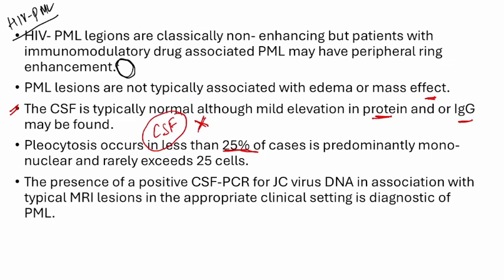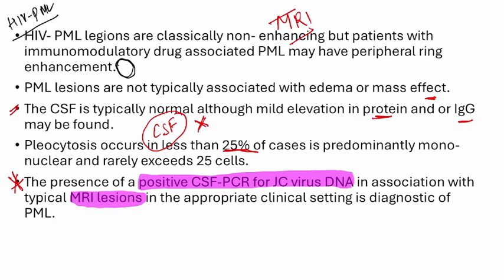CSF is not helpful. What is helpful? MRI is helpful. Then another very helpful thing is a positive CSF PCR for JC virus DNA. Very important to understand: if you find JC virus DNA on PCR plus MRI lesions, it is diagnostic of PML.